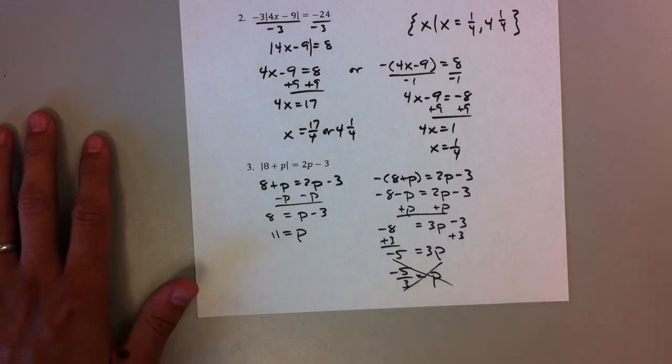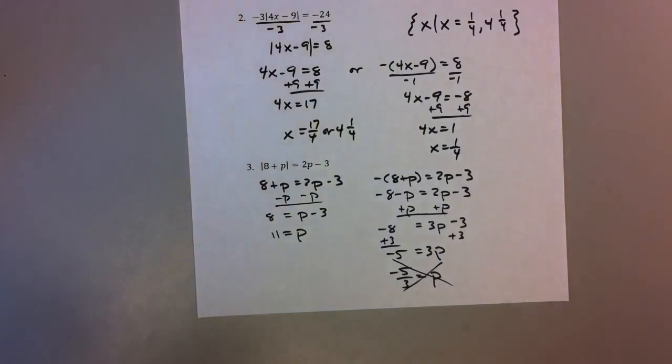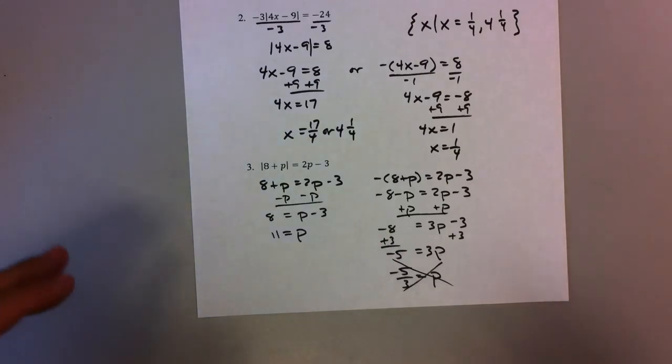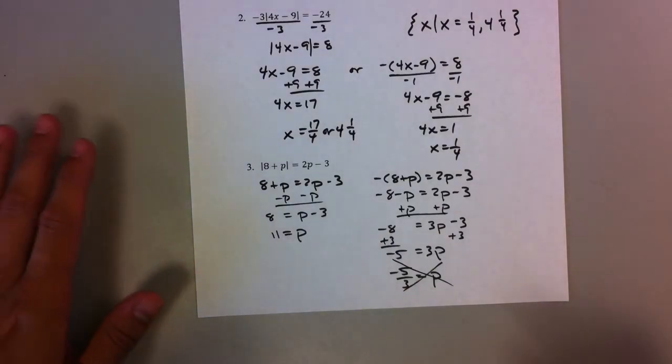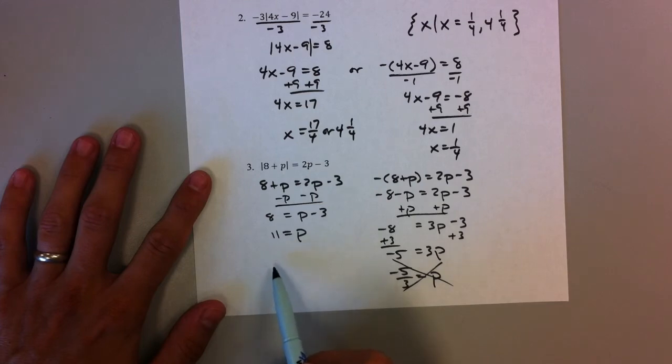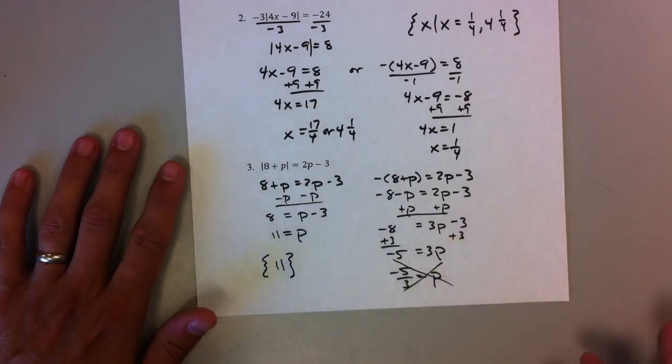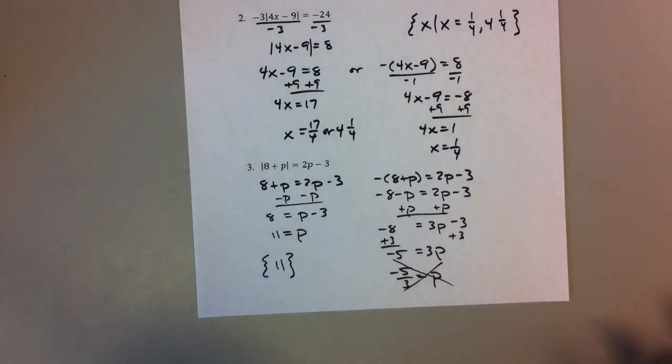So you have to go back and check yourself, even if it's just a mental check, to make sure that both your answers work in the problem. So the only solution we have for this one is 11. Okay, and that's how you solve absolute value equations.